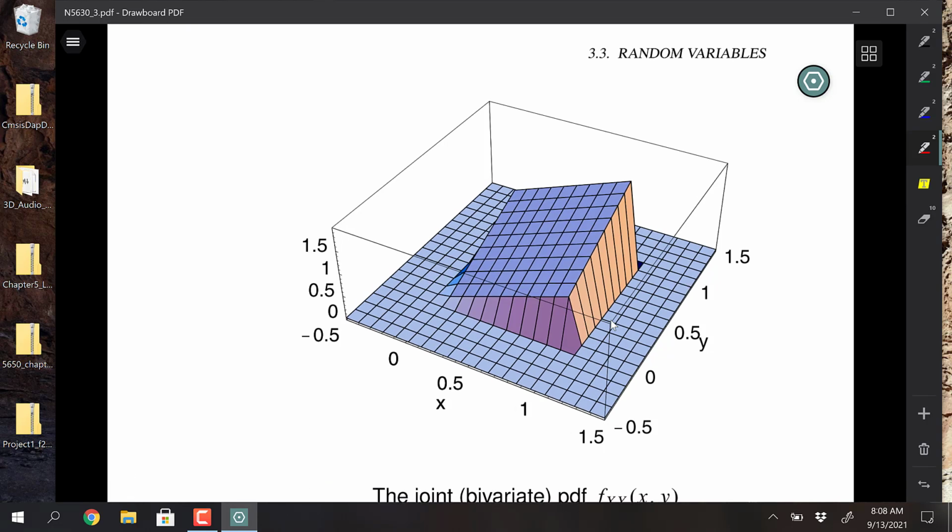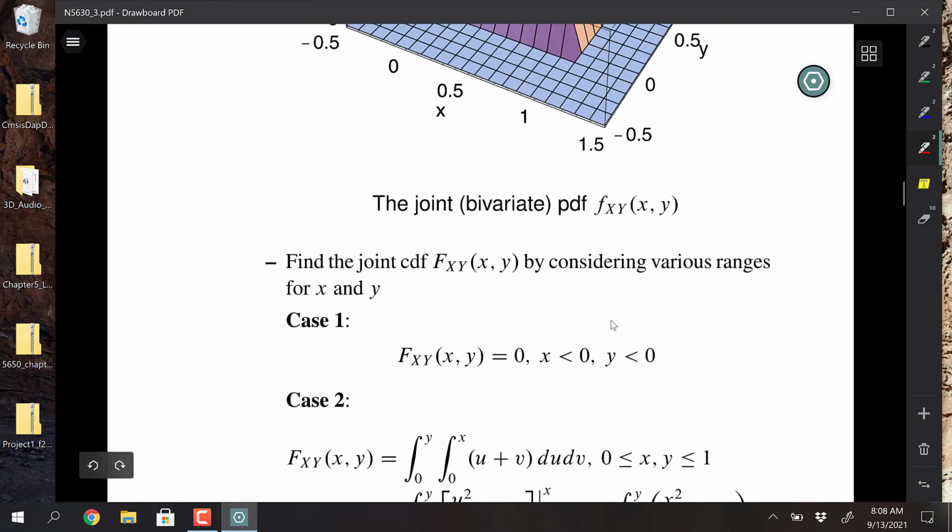So a long time ago, I was using Mathematica a bunch, and this was a picture that Mathematica drew for me. So that's what the PDF looks like. It looks like if you were to walk over the PDF, you'd be walking on a tile that's tilted up towards the 1, 1 coordinate direction.